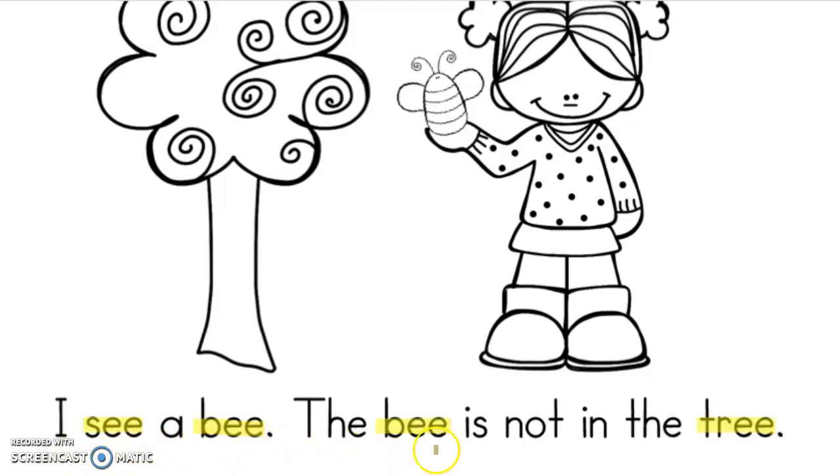This is the same word that we just sounded out and chunked, bee. The bee is not in the. Now right here we have the beginning blend, TR, right? So remember the TR blend says tr, and then that EE vowel pair makes that long E sound. So say its name, tr-E, tree. The bee is not in the tree.